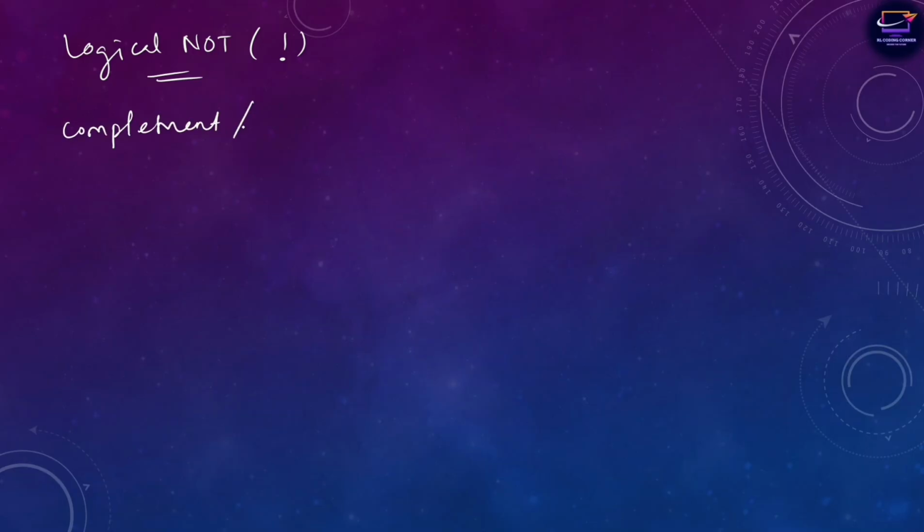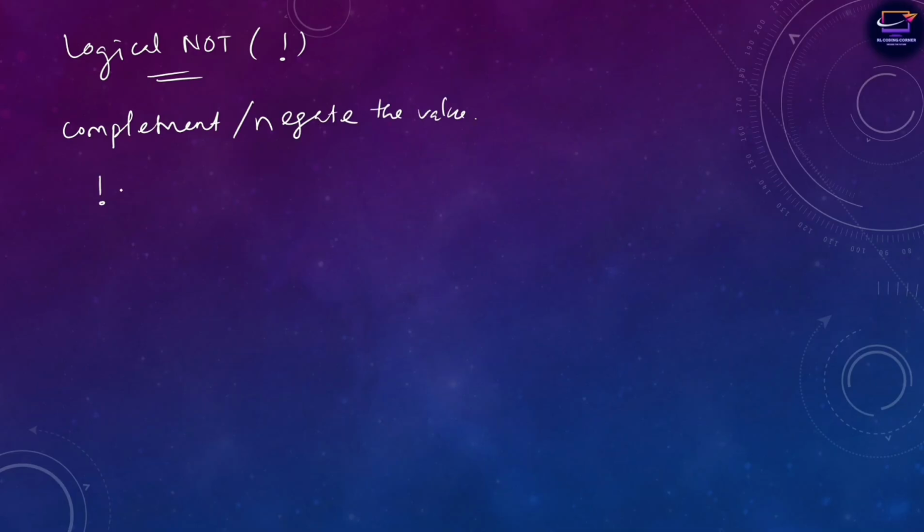Next let's discuss the logical NOT operator, that is exclamation. This we have already discussed when we were discussing unary operators. It will take only one operand, so it is called a unary operator, and what it will do, it will complement or negate the value.